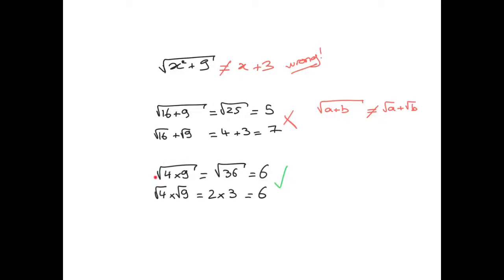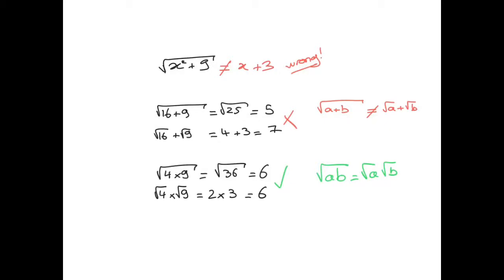And we can say that the square root of 4 times 9 is the square root of 4 times the square root of 9. So we can actually write that the square root of a times b is the square root of a times the square root of b. Okay, so try to keep this in mind.